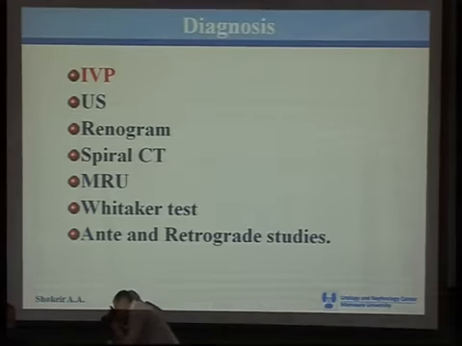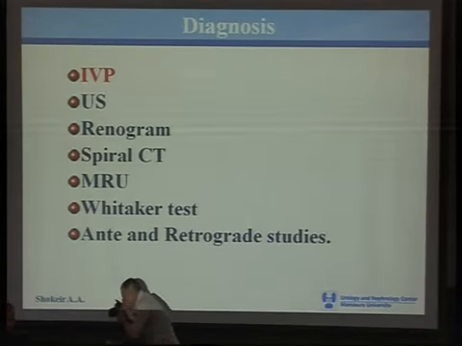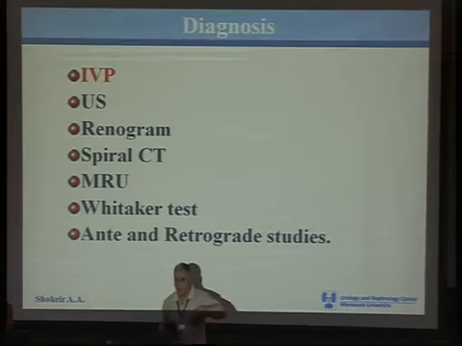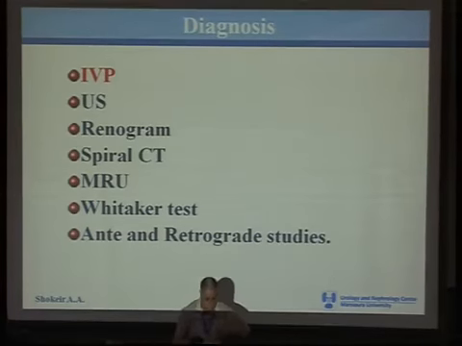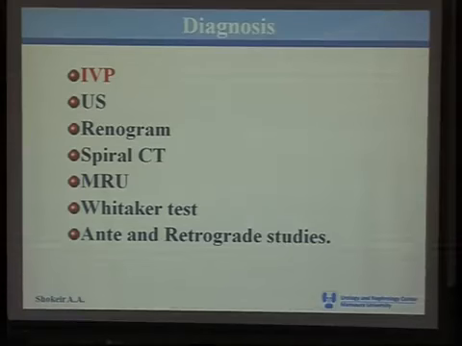These are the tools of diagnosis of obstructive uropathy, including intravenous pyelography, ultrasonography, radioisotope renography, spiral CT, magnetic resonance imaging, Whitaker test, antegrade and retrograde studies, and we are going to handle each of these items in some detail.